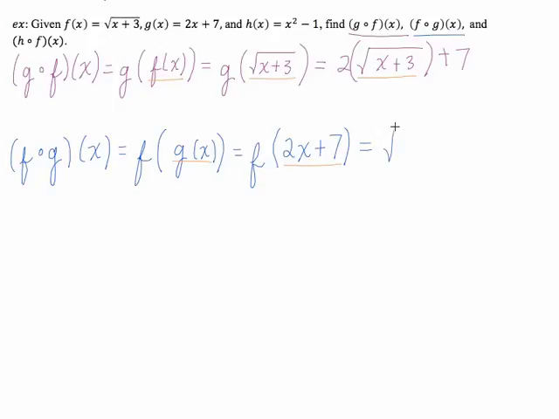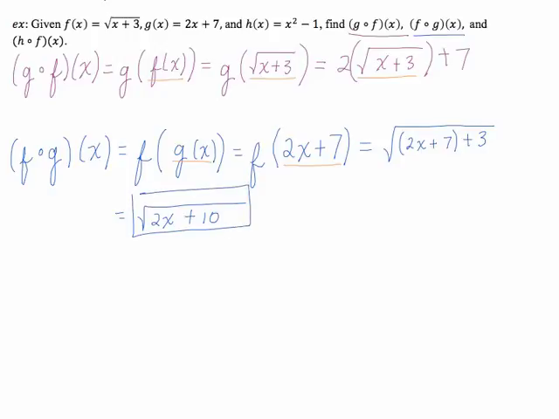So we'll have the square root of, instead of x, we have the whole function, 2x plus 7, and then we have this plus 3. Which in this case does simplify a little bit. These parentheses really don't serve any purpose here. So we can just eliminate those and then add the 7 and 3 to get the square root of 2x plus 10. And I suppose you could factor a 2 out, but there's really no reason to do that in this example.